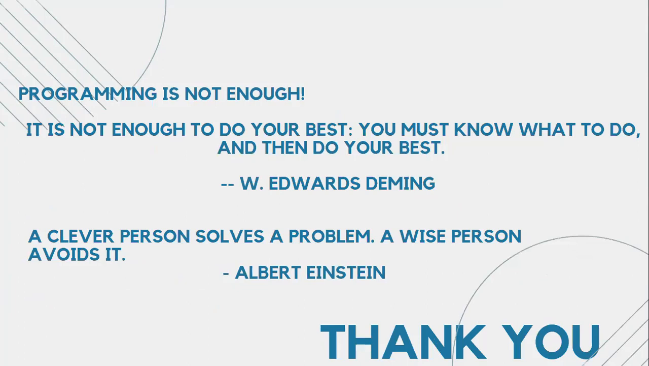In the end, there are two quotations. One is by Edward Deming: it is not enough to do your best. You must know what to do and then do your best. And one is by Einstein: a clever person solves a problem, a wise person avoids it. As a software engineer, you need to be a wise person rather than being clever.